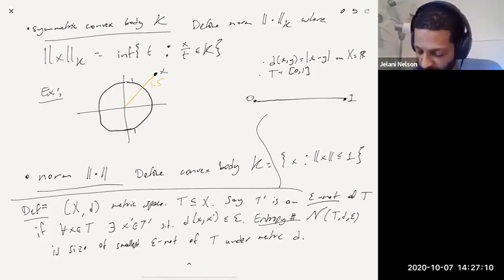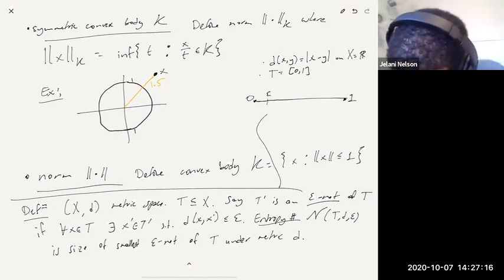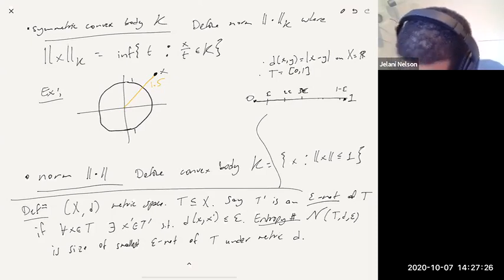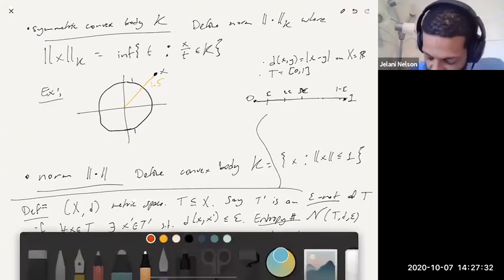Okay. So what's the best epsilon net? You basically just place a grid on this thing, where you take the point at epsilon, the point at 2 epsilon, the point at 3 epsilon, all the way up to the point 1 minus epsilon, I guess. And these red points are an epsilon net, and they're basically the best you can do, right?